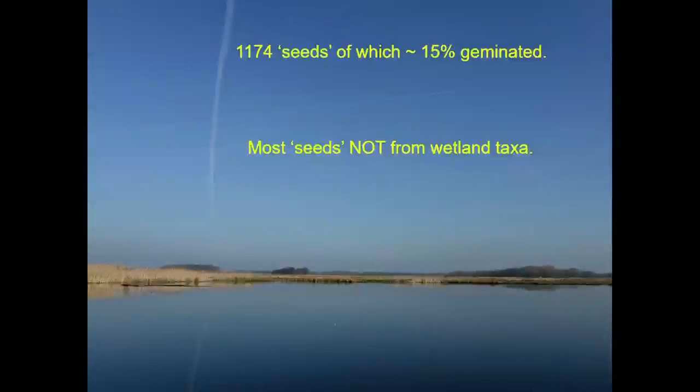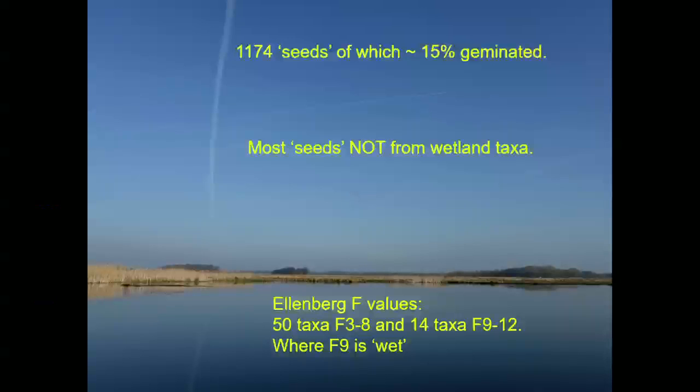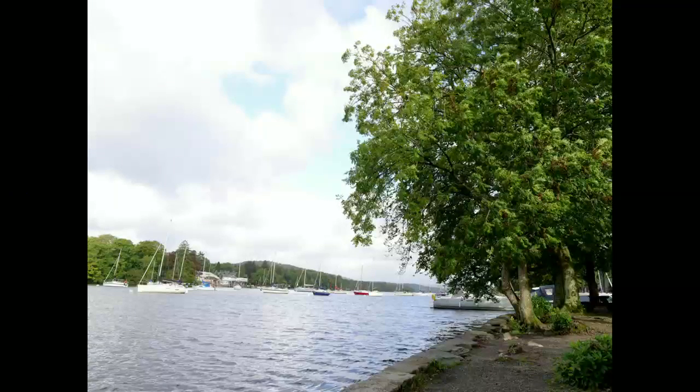Most of these seeds are not from wetland plant species. So you might naively assume that water birds are going to move stuff around that are wetland plant species. The majority of our seeds are not from wetland taxa. And for botanists here familiar with Ellenberg's values, Ellenberg's F, which is a measure of how wet things like it, out of our 50 taxa here, the majority of them come from F3 to 8, and those are all drier than F9. F9 is what's described as wetland. So the majority of our seeds are coming from taxa that are not wetland species.